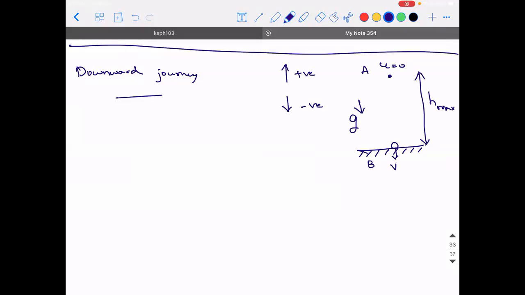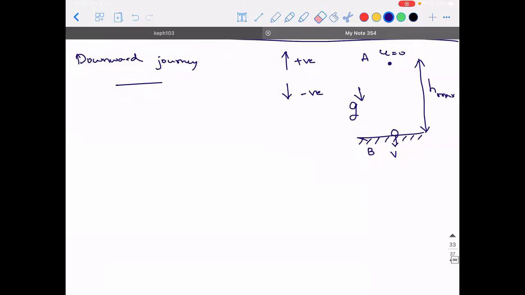See, some people, for upward journey, they will have this kind of sign convention, and for downward journey, they will change it. But I'm not doing it because it might confuse you. Generally, when I solve a problem, if I take anything to be positive and negative in the initial stage, I follow the same thing throughout the journey, whether it is upward or downward. But you need to be careful with the sign alone. That is the only requirement.